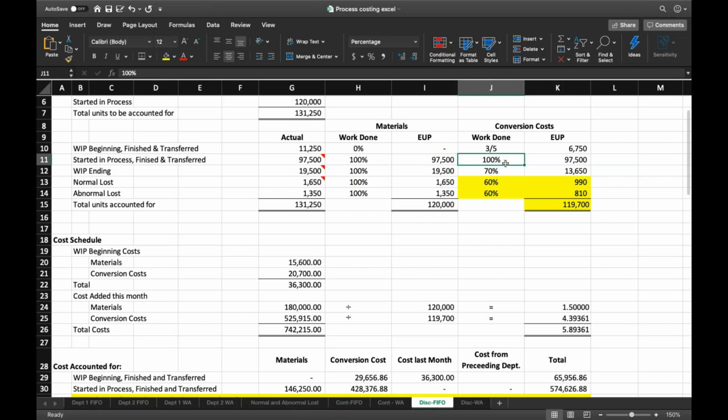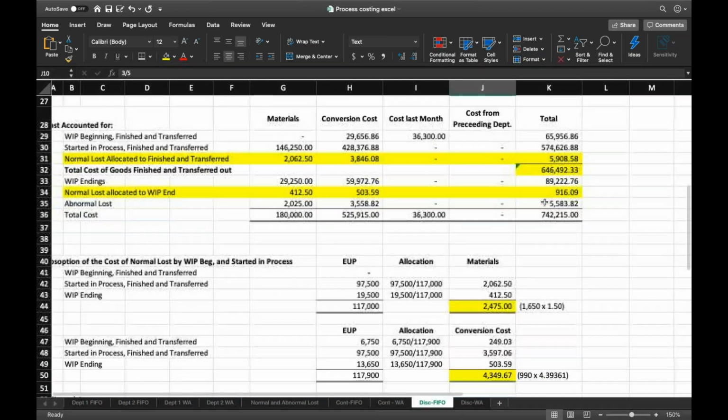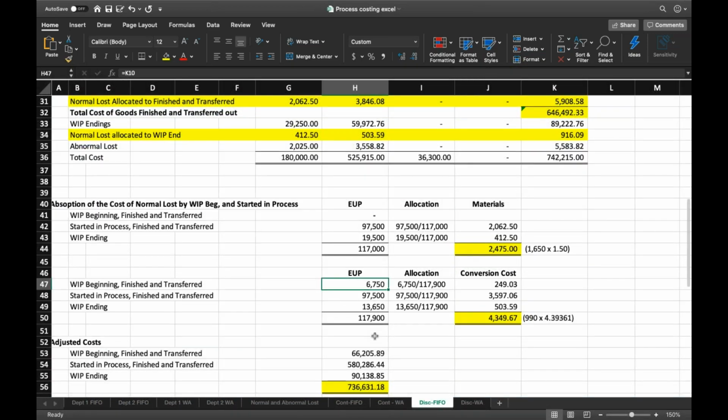Of course, the started and finished also exceeded 60%. Our work in process beginning, although it was already 2/5 completed, had 3/5 added to complete it. So it also exceeded 60% of the total processing percentage. That is why conversion cost was applied to it. Therefore, it will share in the conversion cost of the normal lost units. So get all the EUP of the three. That will be our basis for allocation.